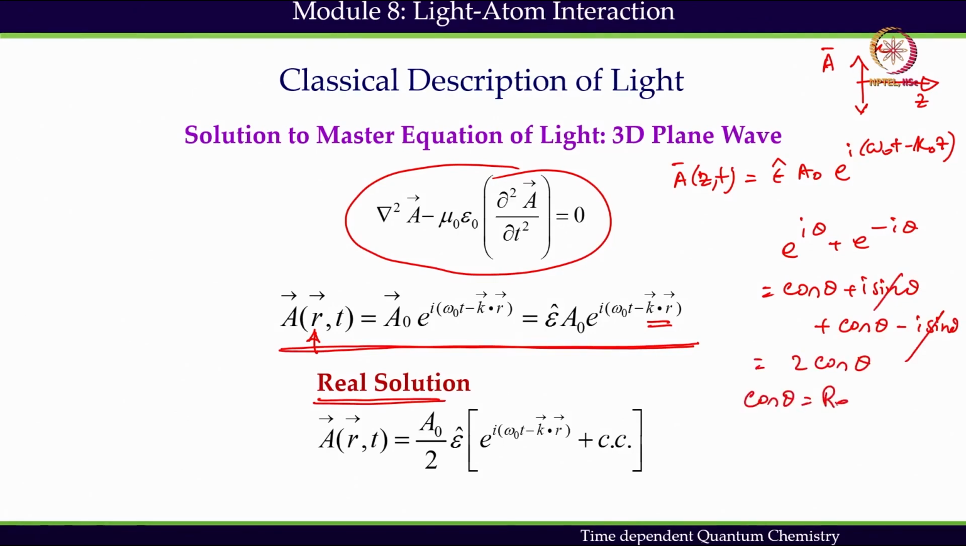Cos theta is nothing but the real part of e to the power i theta, which is nothing but half of e to the power i theta plus e to the power minus i theta. So this is what we have used here.